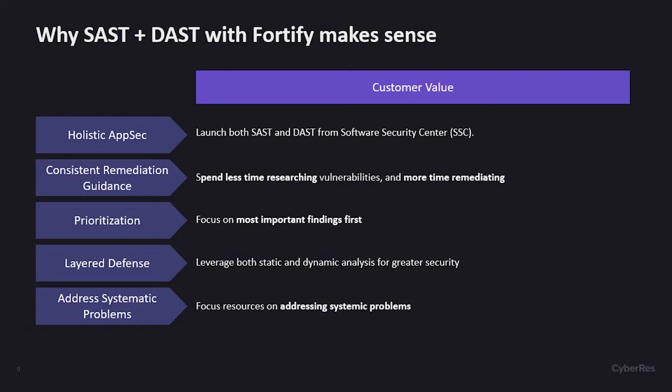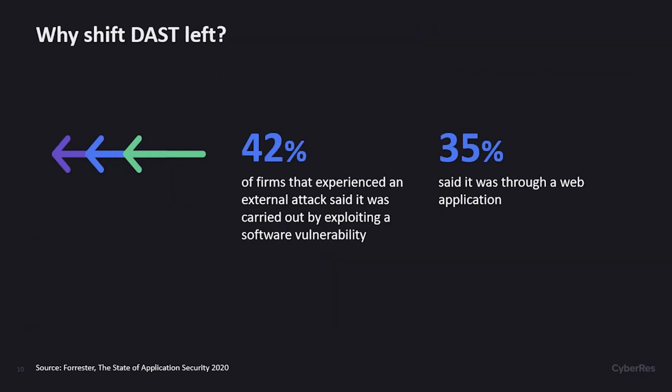By leveraging static analysis early in the SDLC and dynamic analysis later in the SDLC and into production, security teams can deliver greater security. Number five, organizations that identify vulnerabilities early in the SDLC and continue to detect them in production can focus resources on addressing systematic problems. So let's talk about shifting left. Why is it important to shift Dast left?